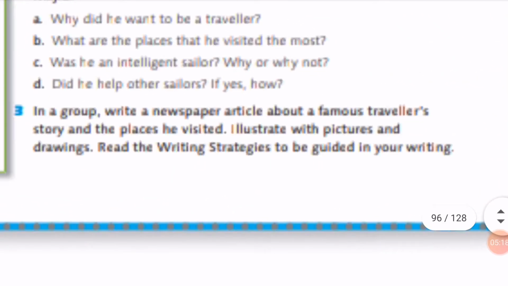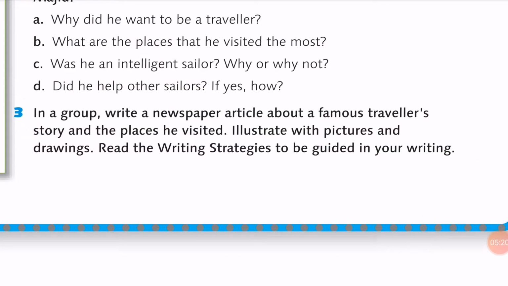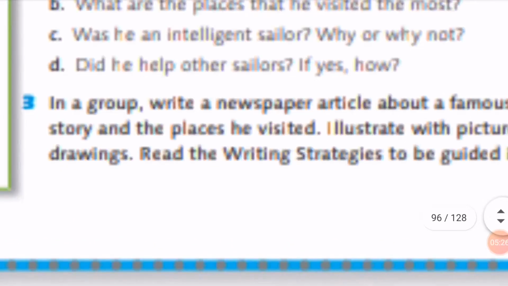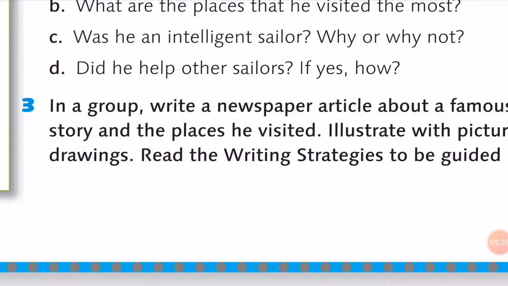Did he help other sailors? هل ساعد البحار الآخرون؟ Look at the question again here, the kind of question, a yes/no question. And in simple past, we have did here, an auxiliary. Why do we use did, not was, as in the previous question C? Because we need a verb here to complete the question. Where's the verb after did? Help, in an infinitive form. Did he help other sailors?